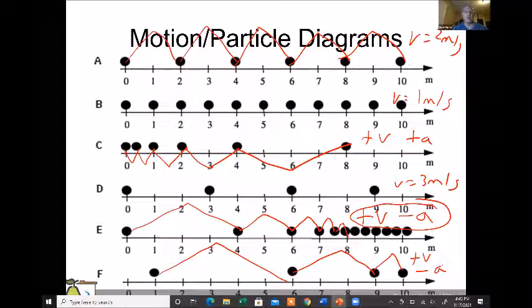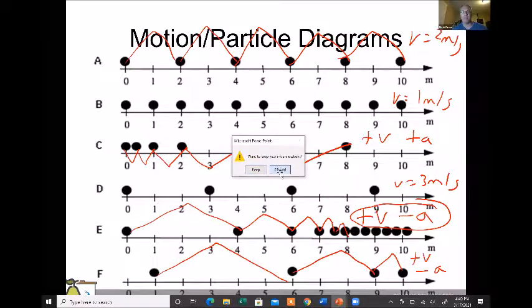All right, any questions on the particle diagrams? All right, let's go back to the Pear Deck screen now.